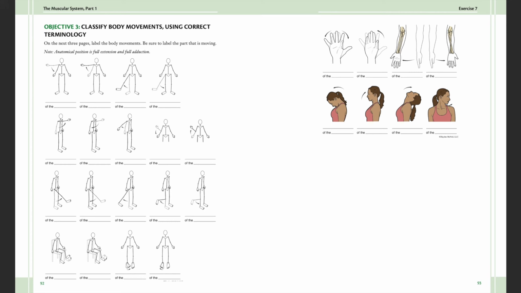For objective 3, this one I highly recommend that you get up and actually replicate what you see on the page. You'll have 2 blanks here that you need to fill in. The first blank is going to be the actual body movement, things like flexion, extension, abduction, adduction, eversion, inversion, things like that. Those are the terms that come from that 9.2 table that I showed you just a moment ago. The second term will be the body part or the joint.